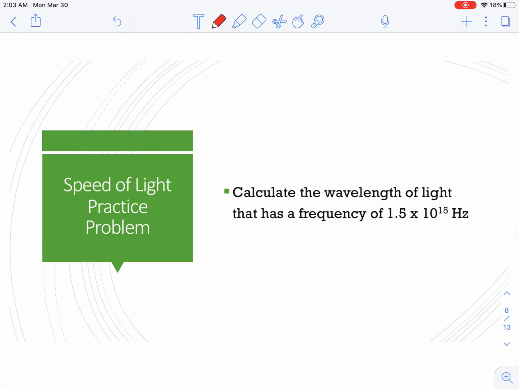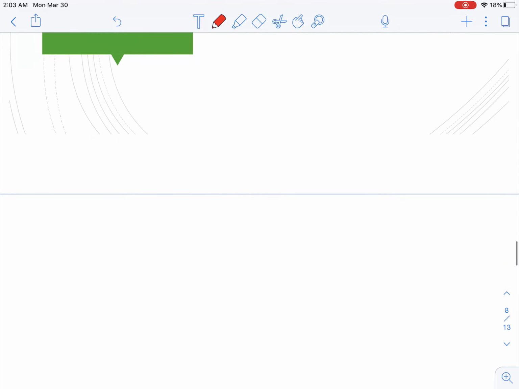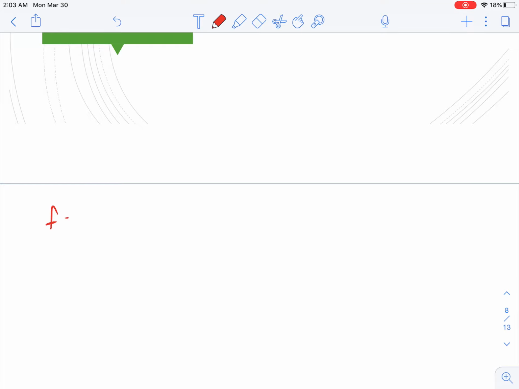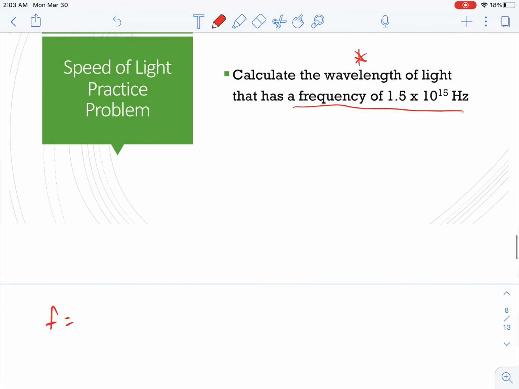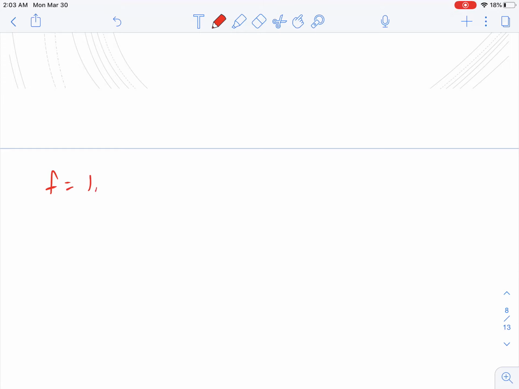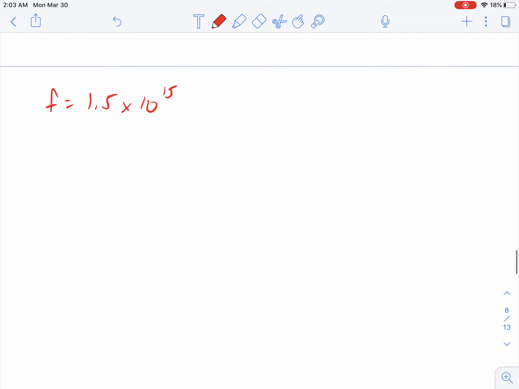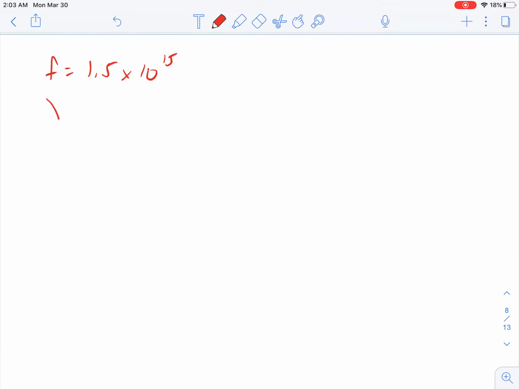So let's say we're looking at a particular wave of light that has a frequency of 1.5 times 10 to the 15th hertz, where our job is to figure out what is going to be the wavelength of this light. So first thing we're going to write down is we know our frequency is this 1.5 times 10 to the 15th hertz. And we're going to solve for our wavelength. This is going to be our unknown value here.